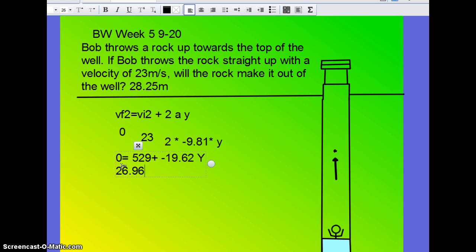26.96 meters. And then you have to ask yourself, okay, how does that answer the question? Will the rock make it out of the well? Well, if the well is 28 meters deep, he only throws it 26 meters up. He comes up a little bit short.